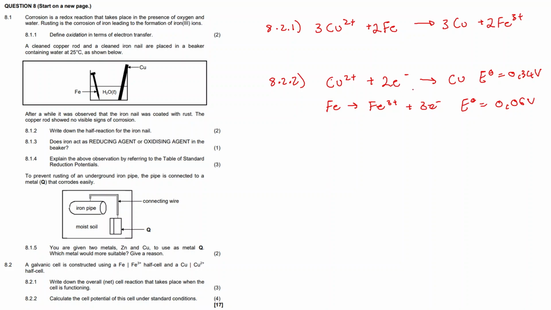And if we add these together, we get the total cell potential to be 0.34 plus 0.06, and we get 0.40 volts. And that's all for this video.